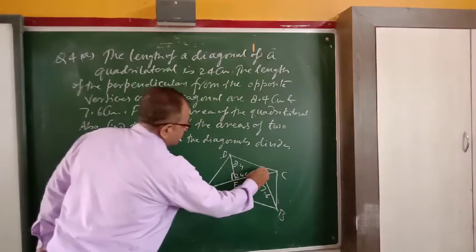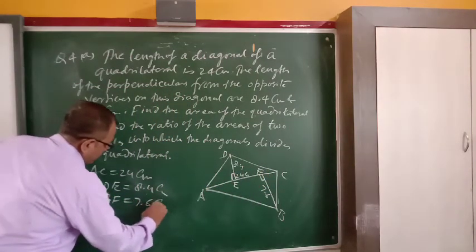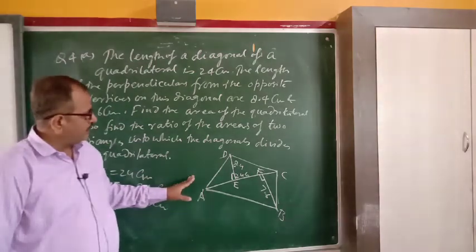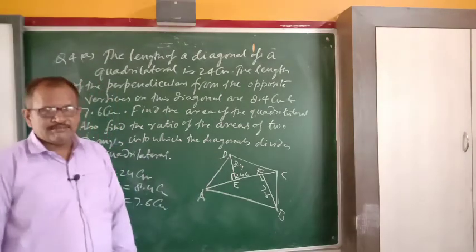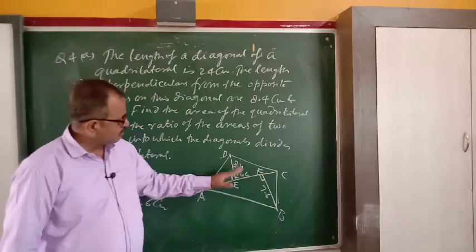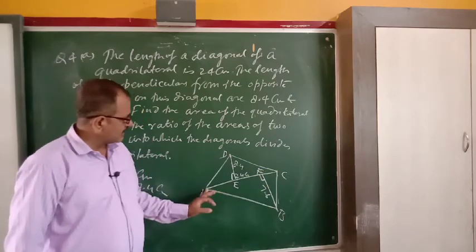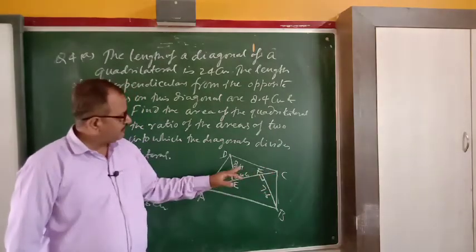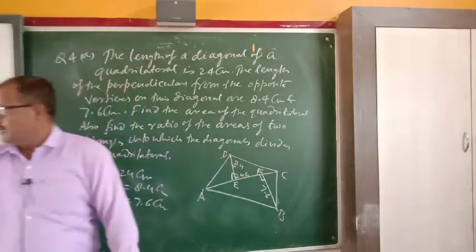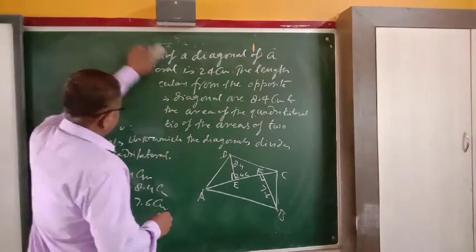and next length BF is equal to 7.6 centimeter. These things are given in the problem. We have to find the area of this quadrilateral ABCD. We know that the diagonal AC divides the quadrilateral into two triangles. One triangle is ADC, another triangle is ABC. We will find the areas of these two triangles and add them to get the area of the quadrilateral ABCD.